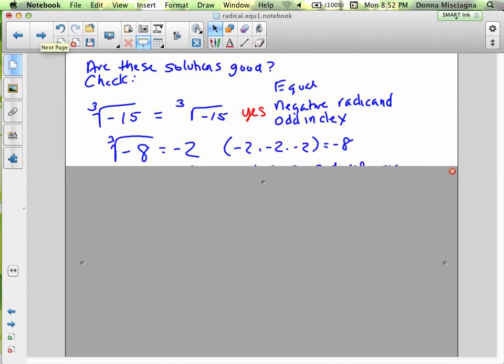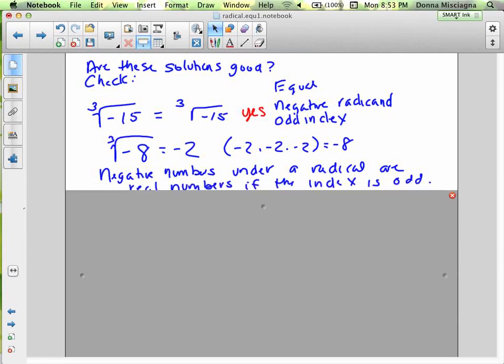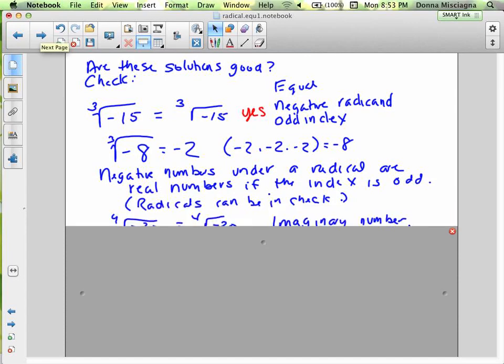All right, and that's because if you take the cube root or any odd index of a negative, you're going to get a negative, right? So the cube root of negative 8, for instance, is a negative 2 because negative 2 times negative 2 times negative 2 is negative 8. Now, the cube root of negative 15 isn't a pretty number. It's not a perfect cube, but the cube root of negative 15 does equal the cube root of negative 15. So negative numbers under a radical are real numbers if the index is odd. And you can always leave the radicals when you're checking.